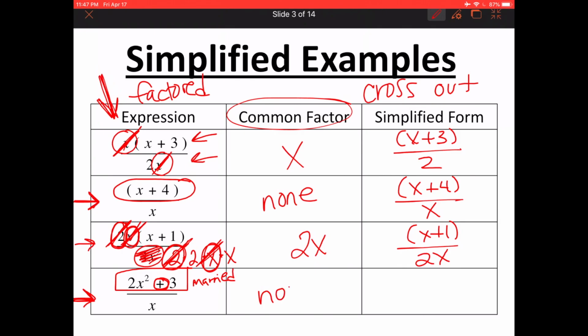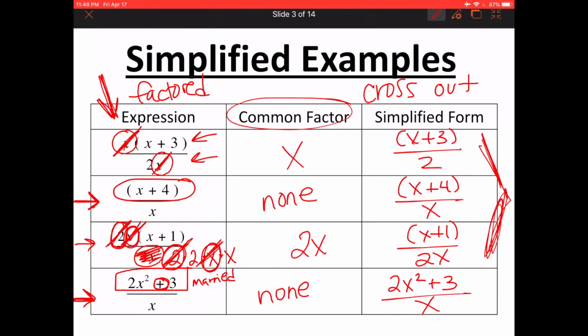So there are no common factors. So that means my final answer would just be 2x squared plus 3 over x. There's nothing we can do. Okay, guys? So hopefully this slide gives you just a general idea of what we mean by common factors, by crossing them out, and by ending up with our simplified form.